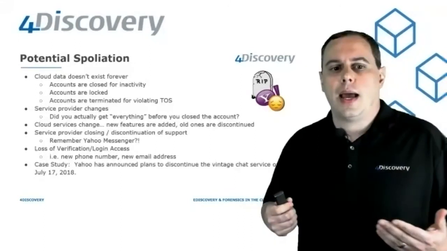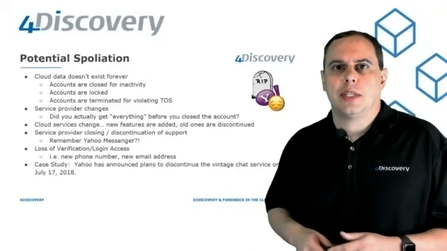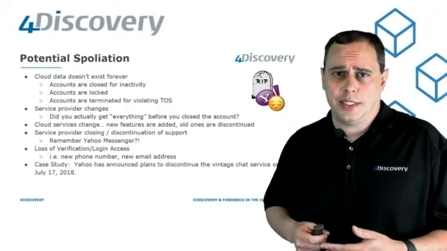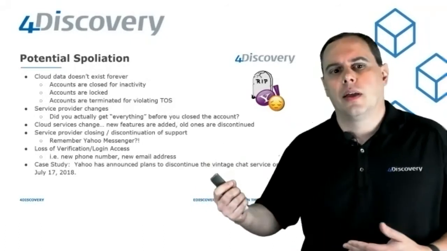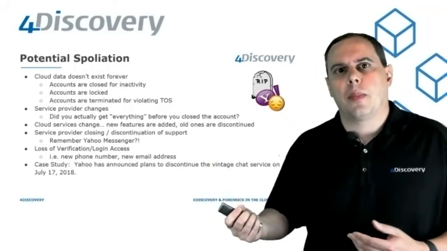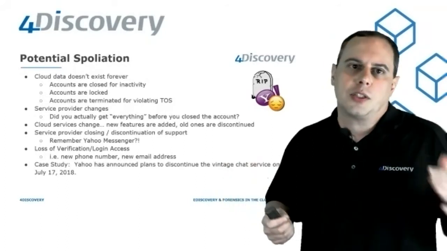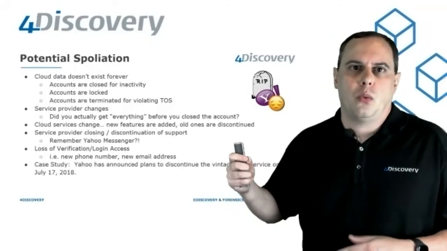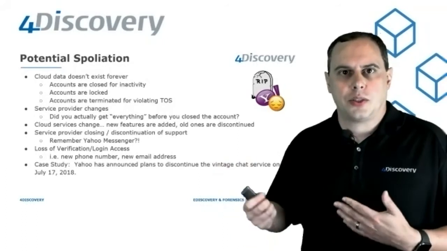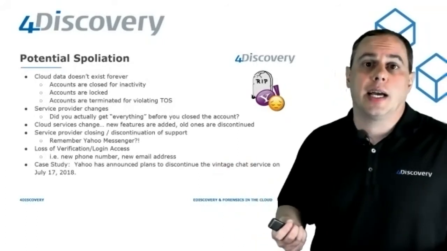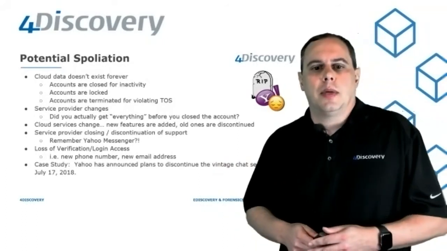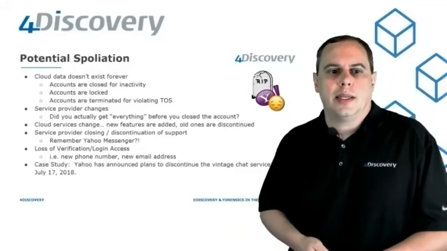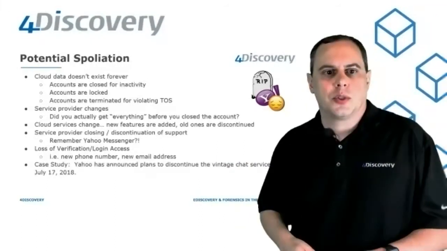So as of July 17th, we weren't able to access any of the Yahoo Messenger data that was stored in the cloud. July 16th wouldn't have been a problem. So between when there was actually a litigation hold and when we were asked to actually collect or preserve that data, it actually got shut down. And that information just wasn't available, and it did cause an issue for spoliation in the courts.